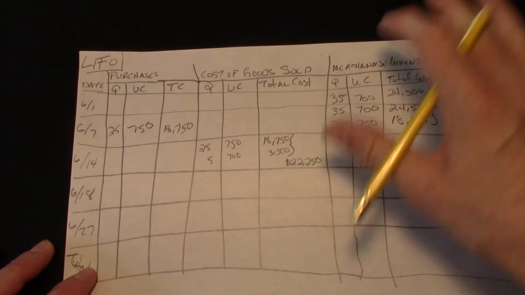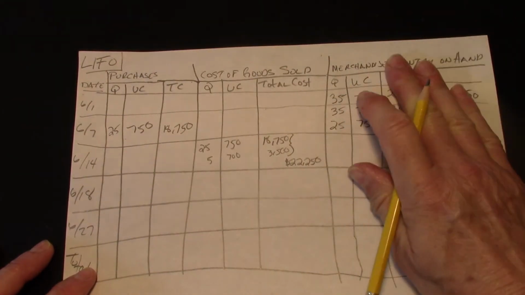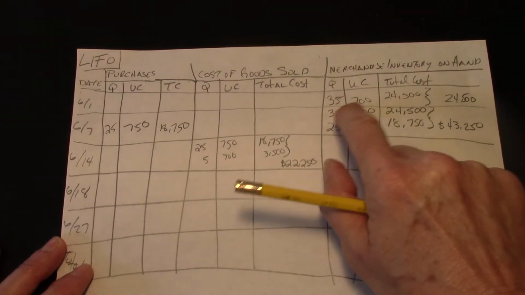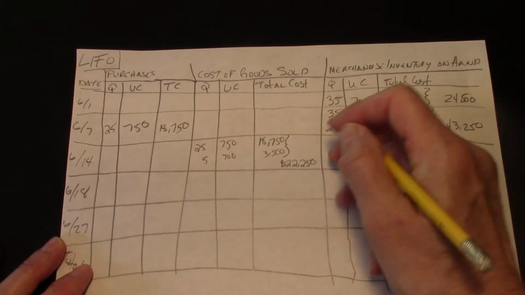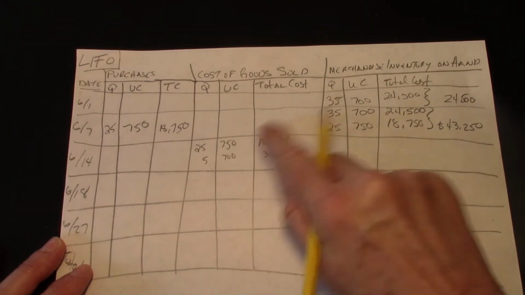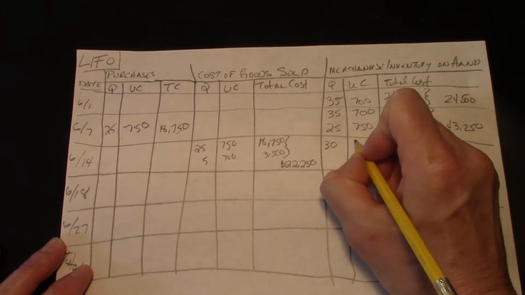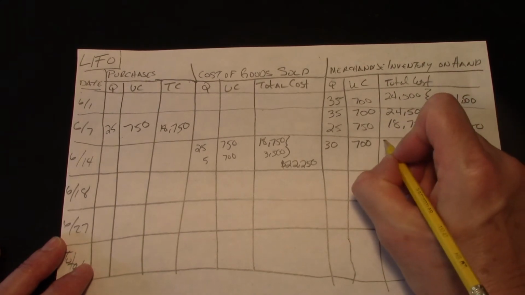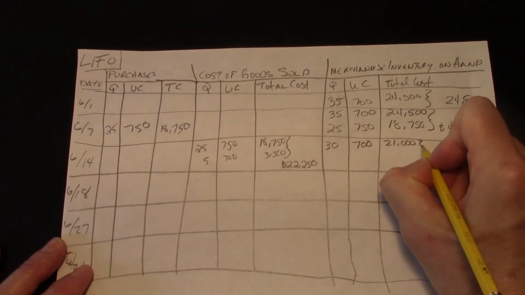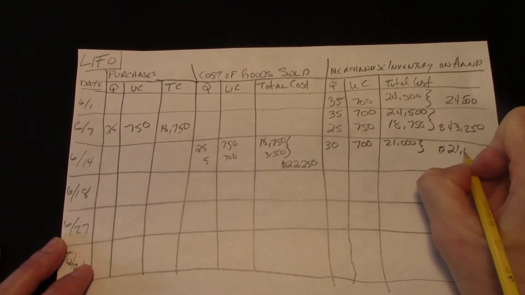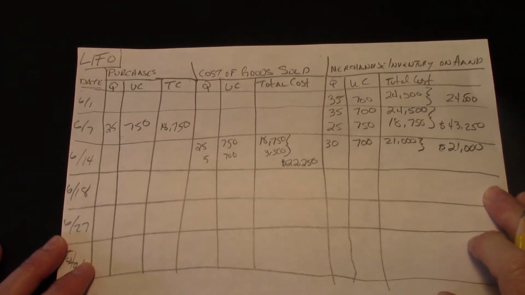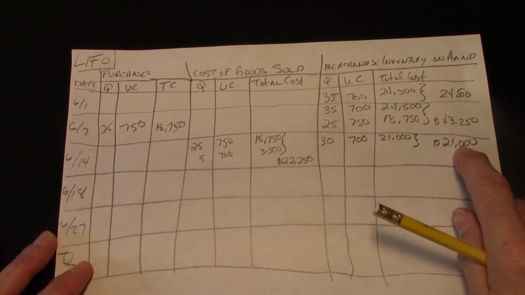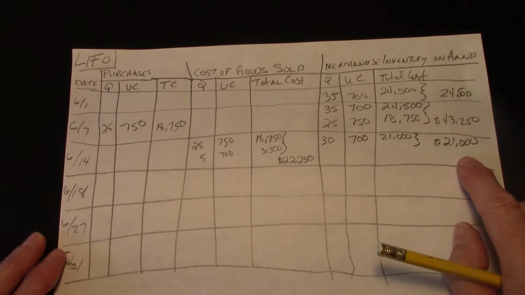So now, as always, every time something happens here, we have to update our merchandise inventory. So we no longer have any of those. And what we have left is 30 of those, right? Because we sold 5, so 35 minus 5 leaves us 30 at 700. So 30 times 700 is 21,000. And of course we'll put that 21,000 over here. So right now in inventory we have 30 $700 sofas and our inventory is a $21,000 balance.